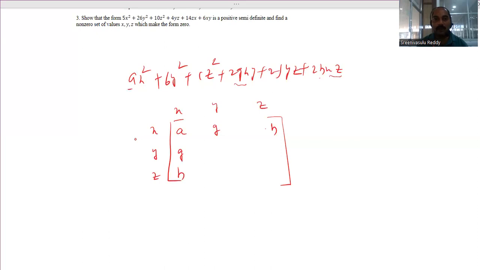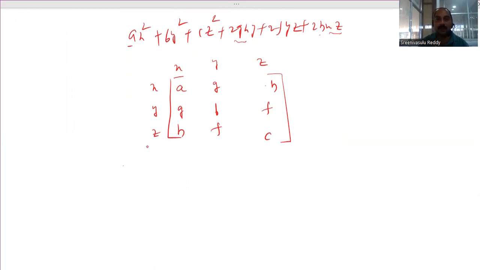The diagonal entry y into y is y square, and the y square coefficient is b. Here we have c. Y into z means yz, and the yz coefficient is f. Keep f. This is the matrix.